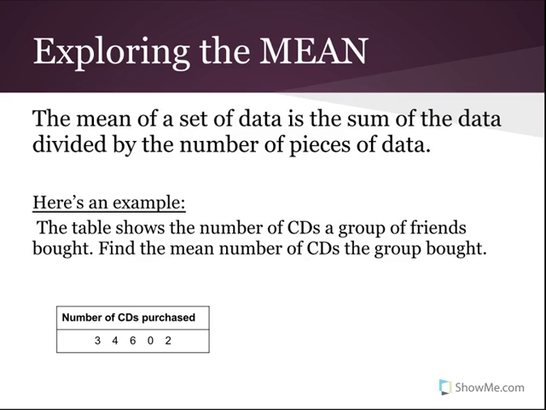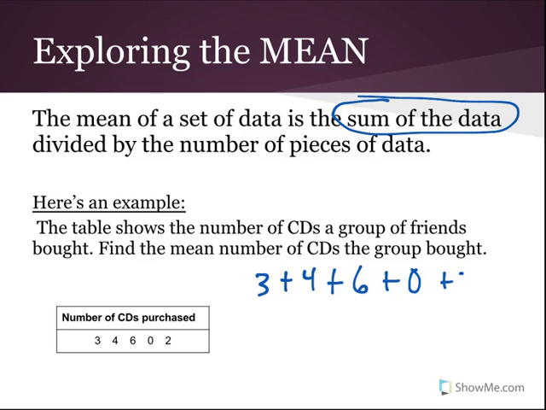Okay, so here's what that's talking about. Look back on your definition. We're going to take the sum of the data. So we're going to say 3 plus 4 plus 6 plus 0 plus 2. I'll put a little line through the 0 to make sure you know it's not a typo or any sort of mistake. Now, that's the sum of the data.